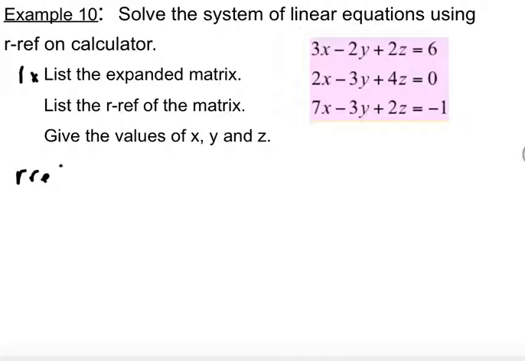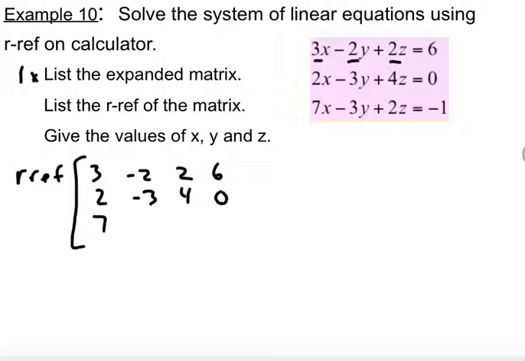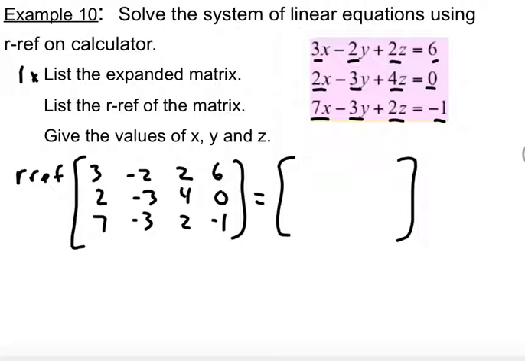So I'm going to do RREF of my expanded matrix, which is 3, negative 2, 2, 6, 2, negative 3, 4, 0. Just take in, and if they're not in order, you have to put them in order. All of your x, y, z equals your constant over there. So then 7, negative 3, 2, negative 1. So we have to put in that 3 by 4 into our calculator. So let's put that matrix in there, and then let's take the RREF of that.